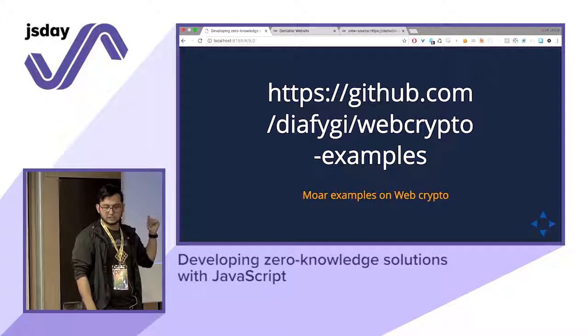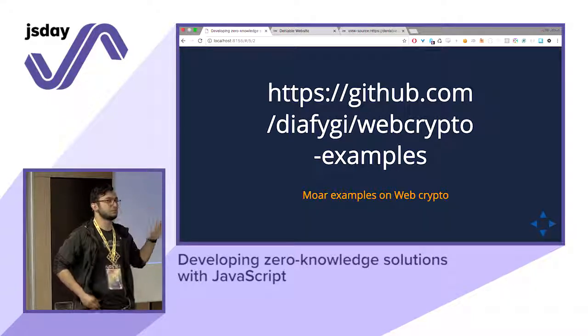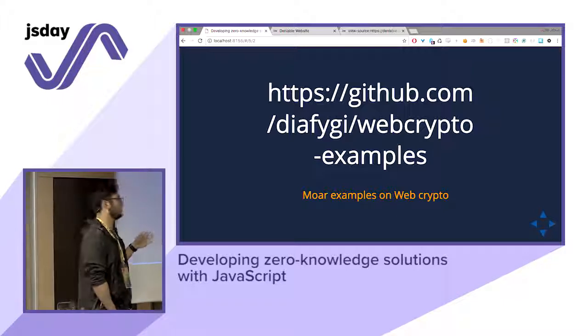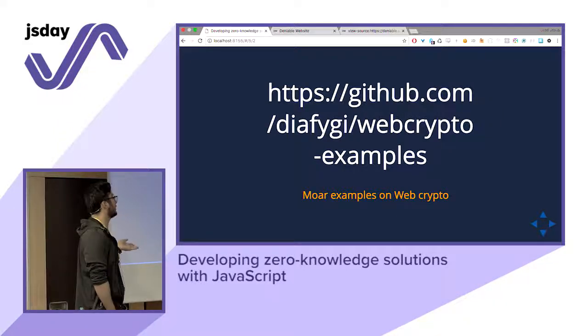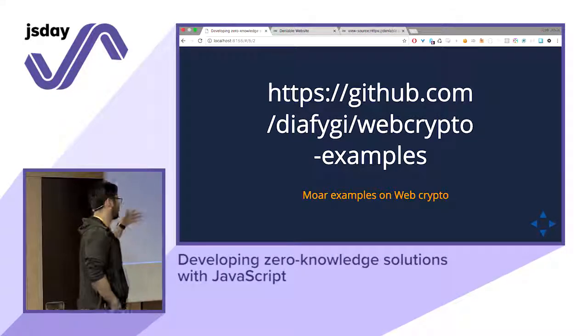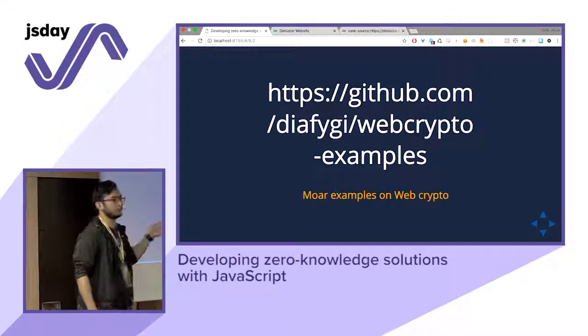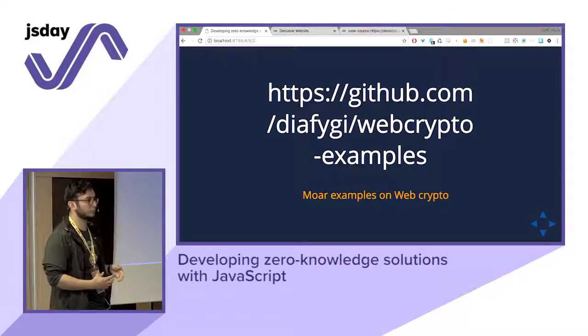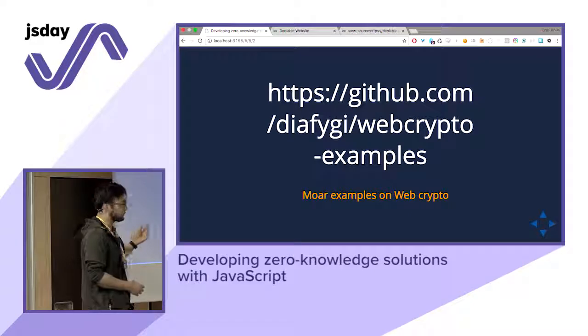There is a GitHub example. It showcases most of the supported APIs that you can use on the web, using the Web Crypto API. The repository is up to date, but you can also check Mozilla Developer Network: just Google the Web Crypto API. They also have very good examples there.